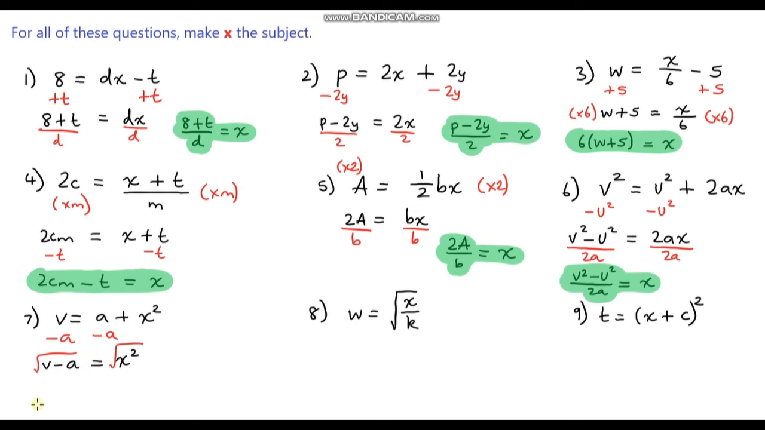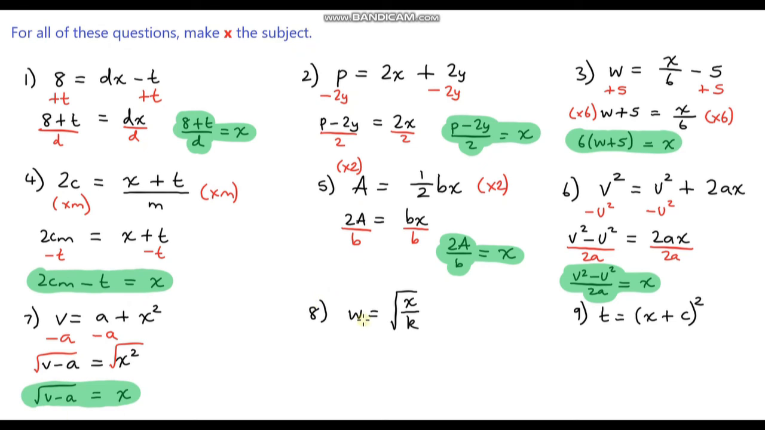So on the left-hand side, I've got the square root of v minus a, because we're taking the square root of this whole thing. And then on the right-hand side, we're just left with x, because if we square root something and then square it, we're just back to that original number or original variable. So this here is my answer.